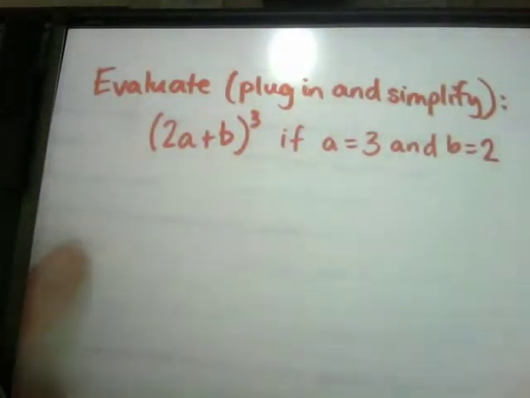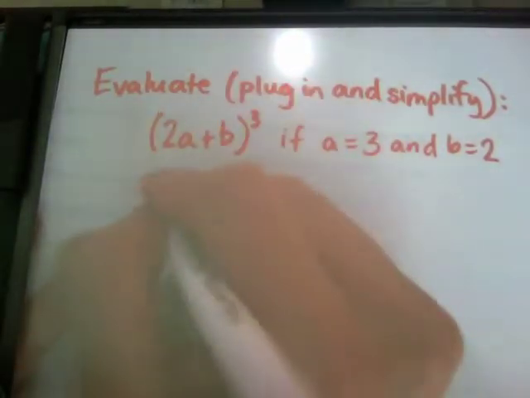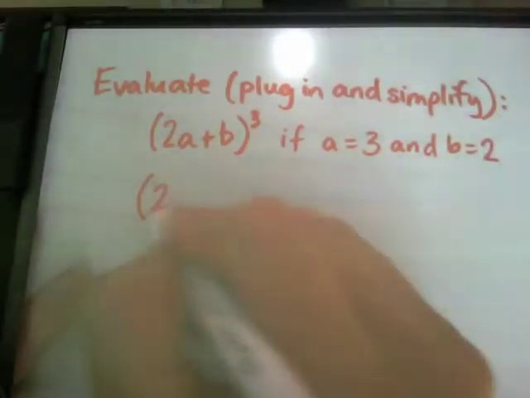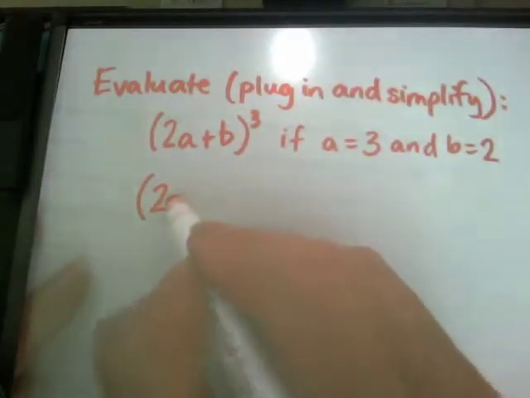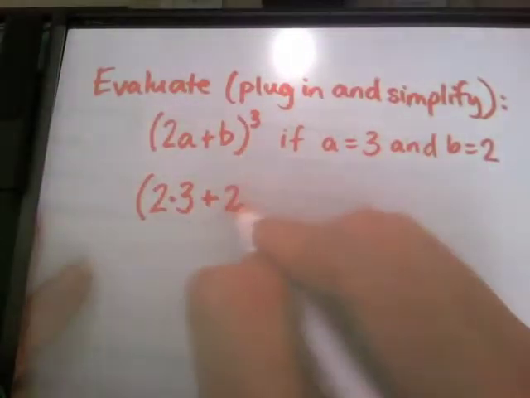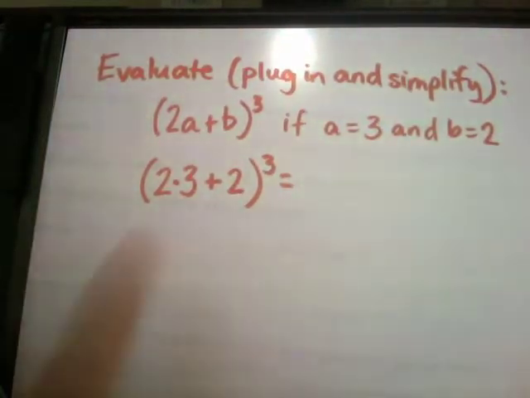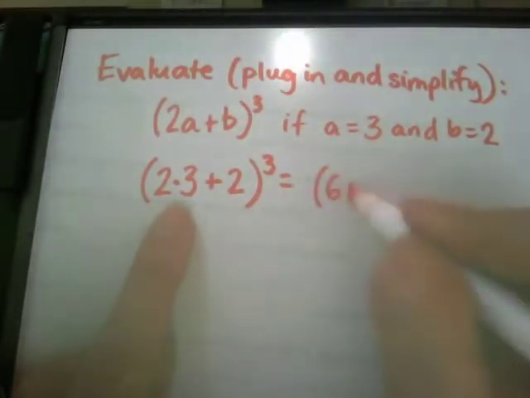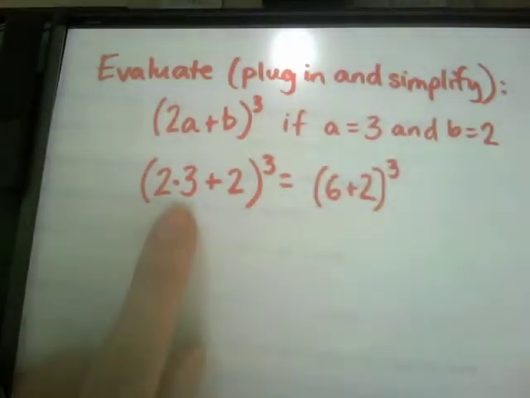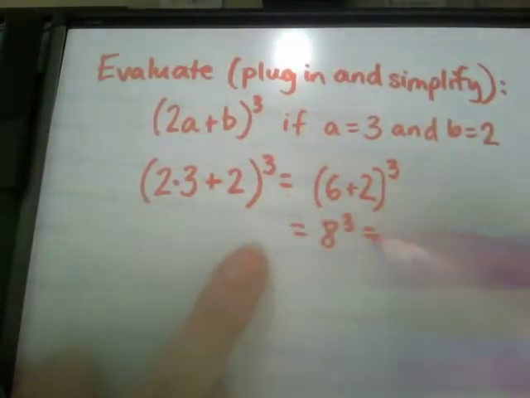So we're going to plug the values for the variable into the expression, and we'll simplify using, of course, order of operations, or PEMDAS. So first, let's just substitute the values of the variable. Now 2a, we can't just say 23, it's 2 times 3. So let's write that down. 2 times 3 plus b is 2, and the whole thing cubed. Inside the parentheses, remember PEMDAS, we got to do the multiplication first. So I would get 6 plus 2 cubed. Now I can simplify the 6 plus 2, and I get 8 cubed.